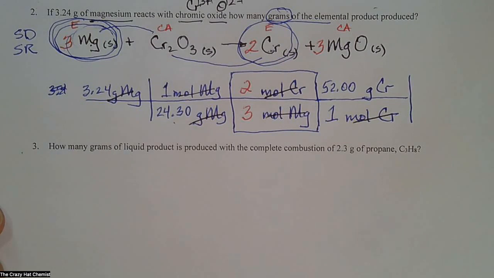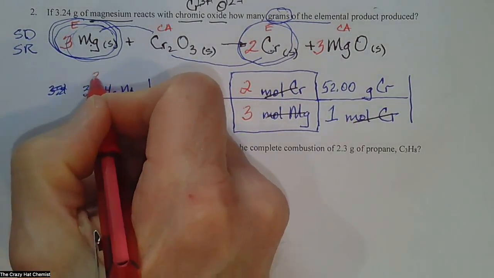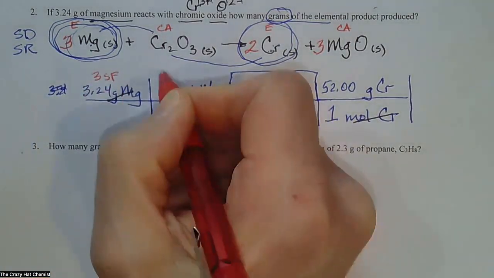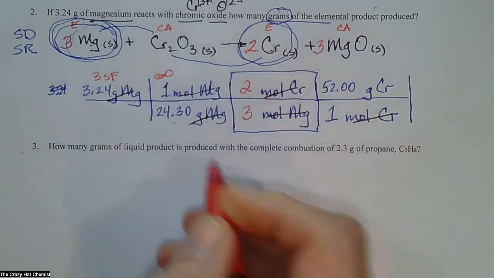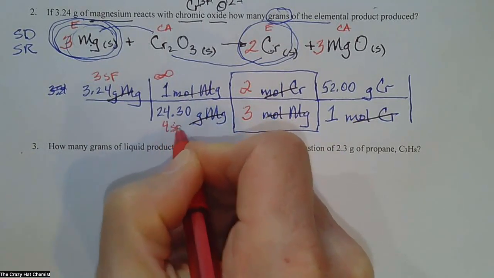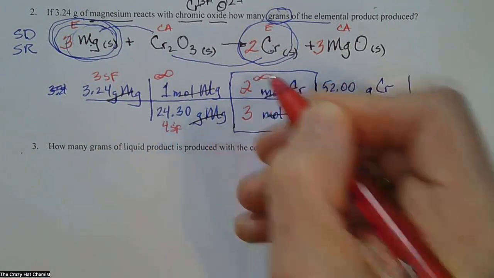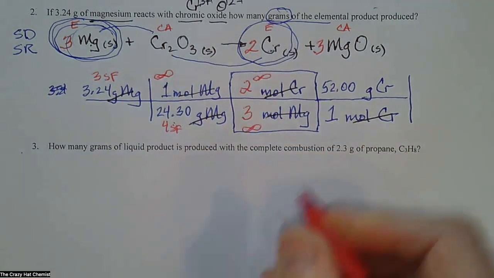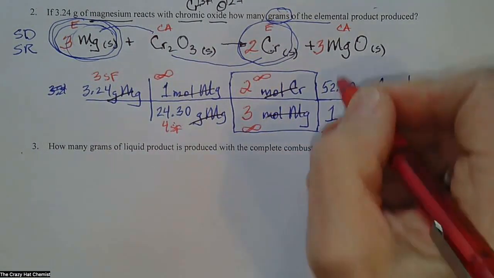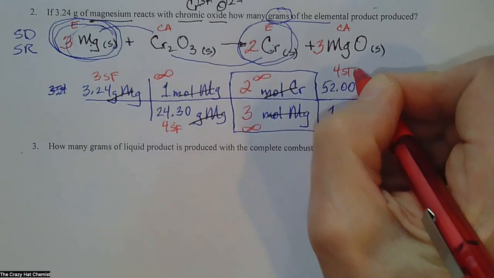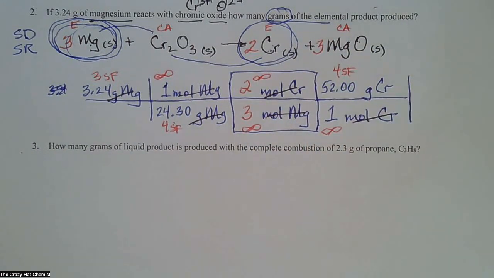All right. So we're going to look at significant figures. Since this is multiplication and division, this has 3 significant figures here. This has an infinite number of significant figures. This is 4 significant figures. The rest have an infinite number of significant figures. So the fewest number of significant figures I have in this problem is 3.